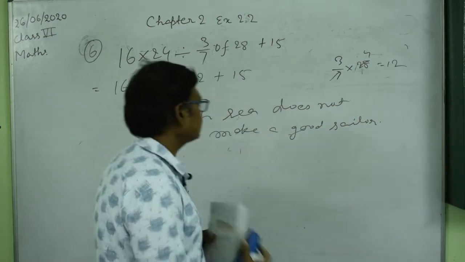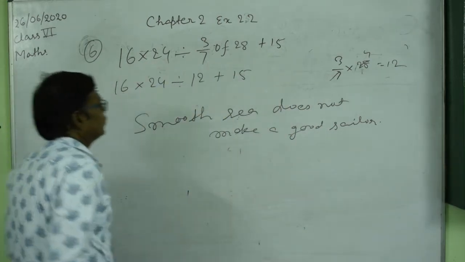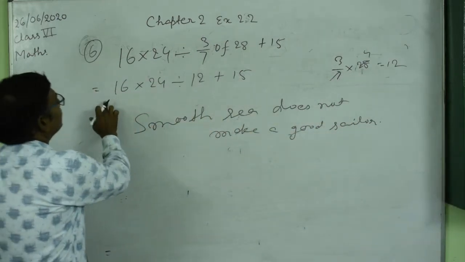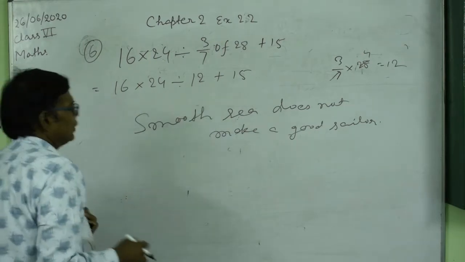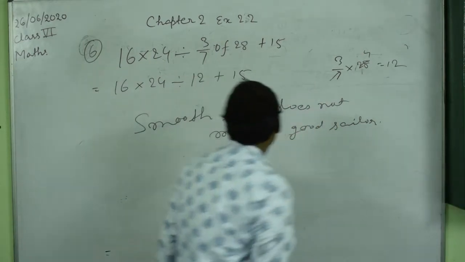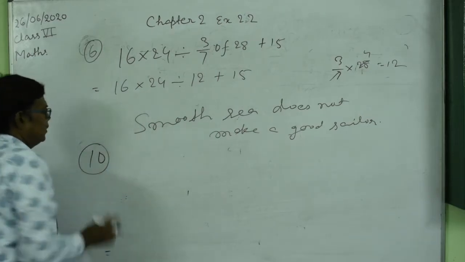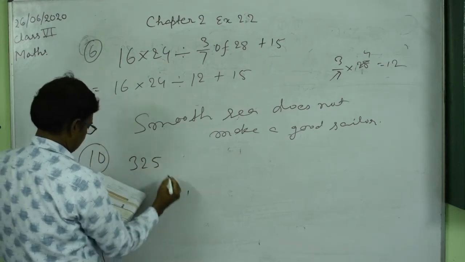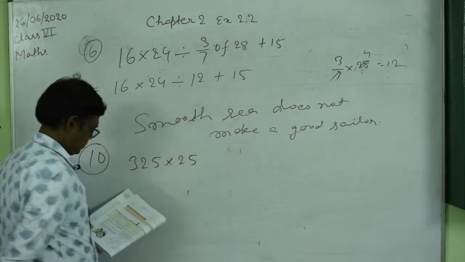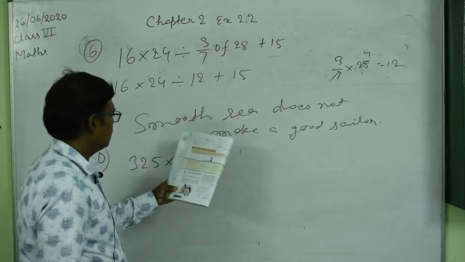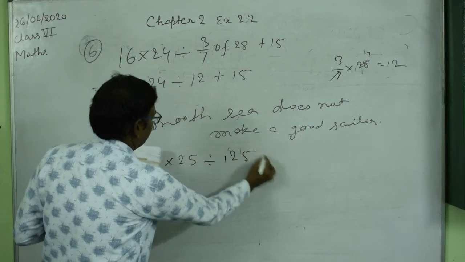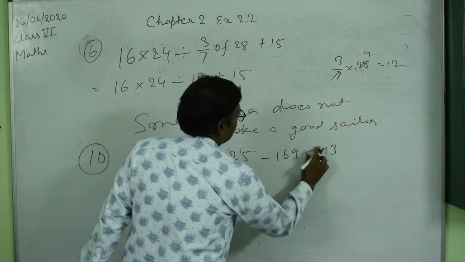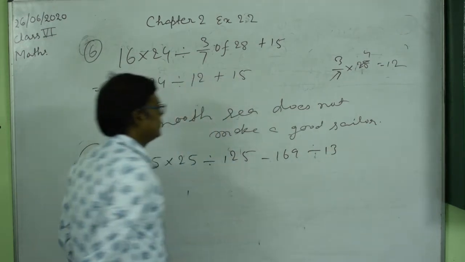So now here I have done this question, no? Okay. So next question I will do, that is question number 10. Okay, so question number 10: 325 into 25 divided by 125 minus 169 divided by 13. Okay, so this is the question.